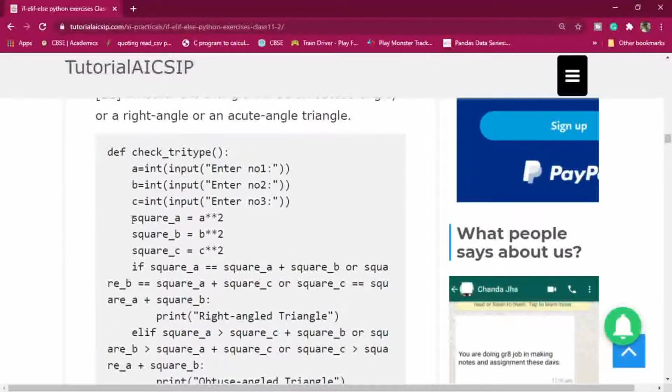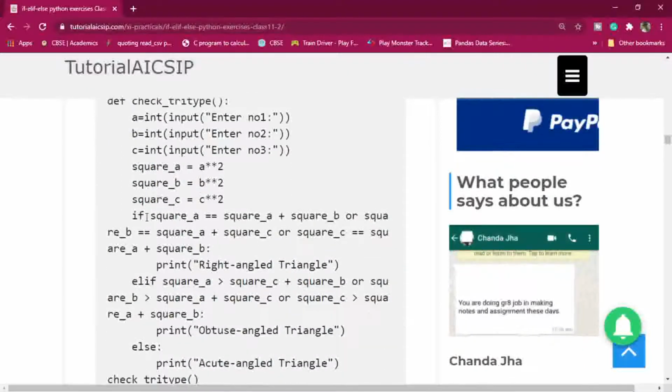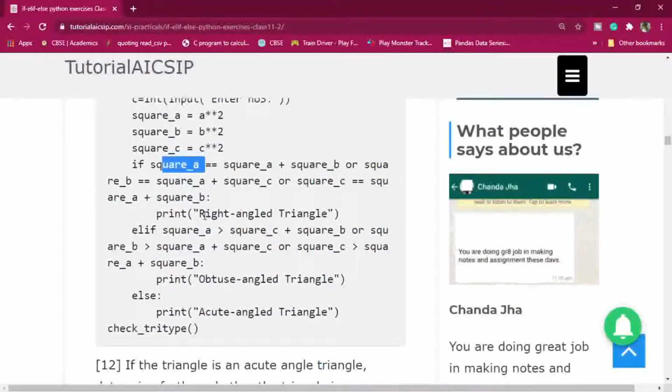We need to find the squares. Here I have written this operator, the exponential operator, and it performs the power. It returns the power of the given number. That's why square and 2 is written over here. Then this is the condition. If square A equal to square B plus square C, or square C equal to square A plus square B, then it is considered a right angle triangle.